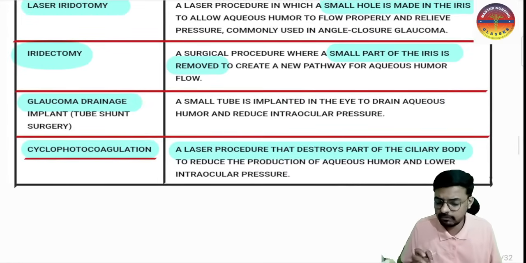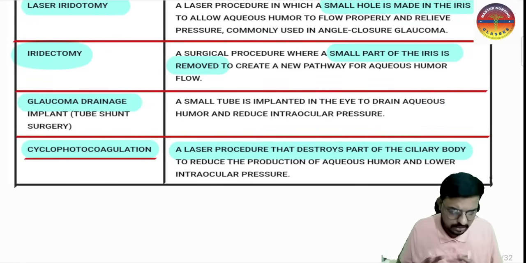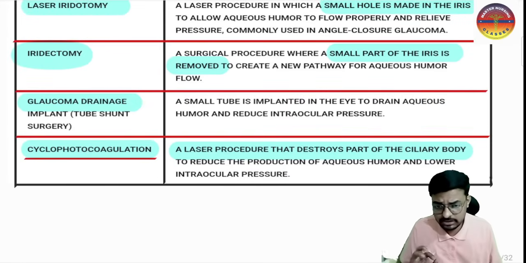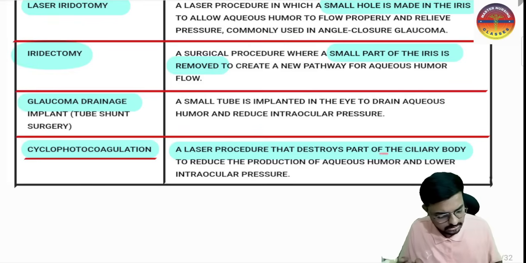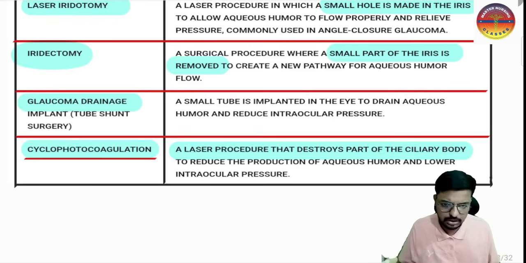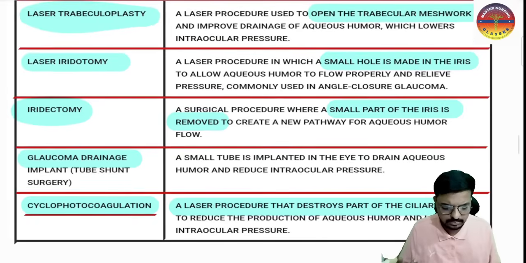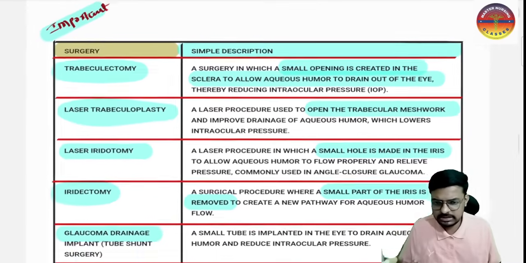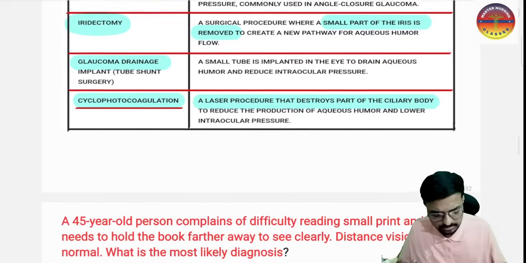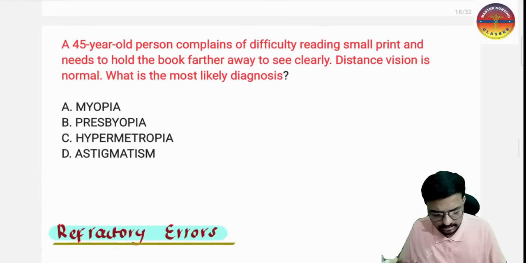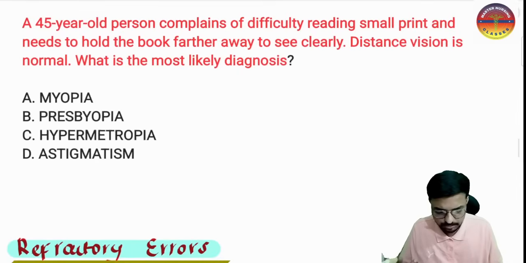That is what we call cyclophotocoagulation. It is the procedure where, using laser rays, we are destroying the ciliary bodies. When the ciliary bodies are destroyed, there is no aqueous humor production, so there is decreased aqueous humor and reduced IOP. I hope it is very much clear. So these are the surgical procedures we have in a patient with glaucoma. And here it comes to the next question. Please do read the question.